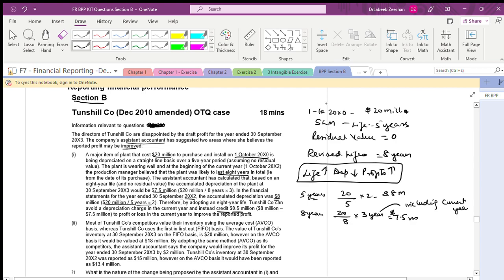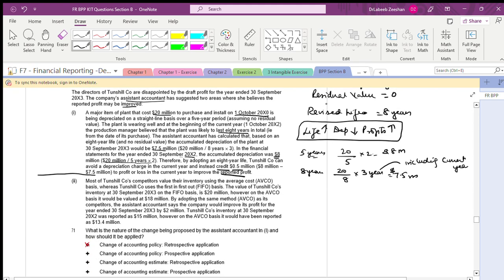It means you are saving the depreciation for the current year in the profit and loss account to improve the reported profit. A very interesting one. We can learn the concepts here very specifically.